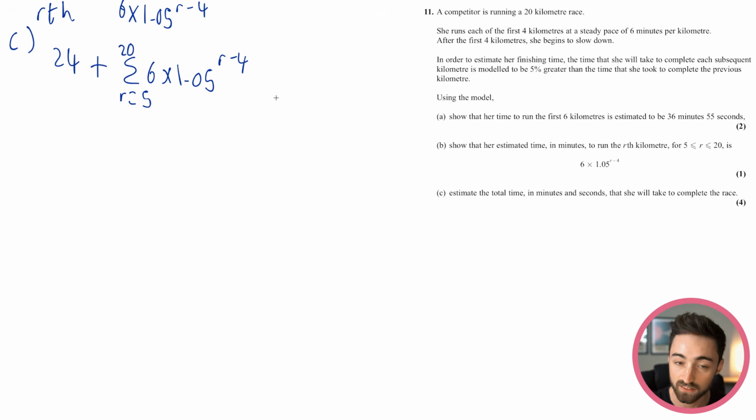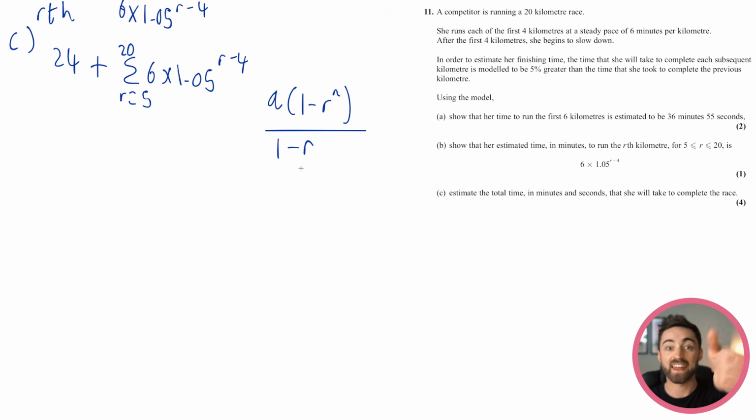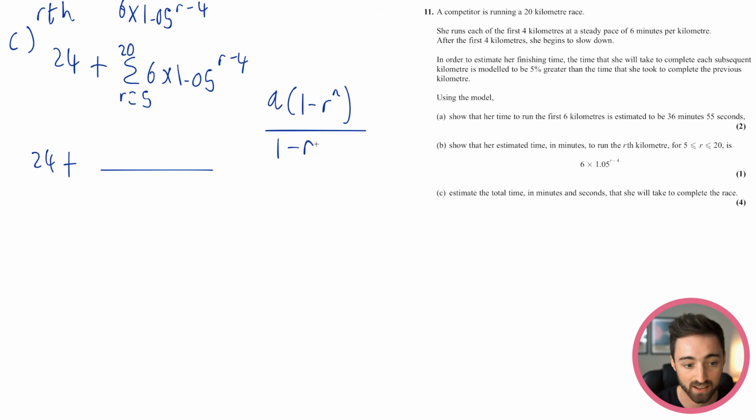So just to remind ourselves, the sum of a geometric series is a, where a is the first term of that series, times 1 minus r to the n over 1 minus r. So let's identify a, r, and n for our geometric series, straight to the calculator. So this is going to equal 24 plus this thing. So what's a? A is the first term, which I'm going to get from putting r equals 5 in. So that's going to be 6 times 1.05, just the first time where I slow down. Times 1 minus r. R is the common ratio, so what we're timesing by each time, and that's 1.05.